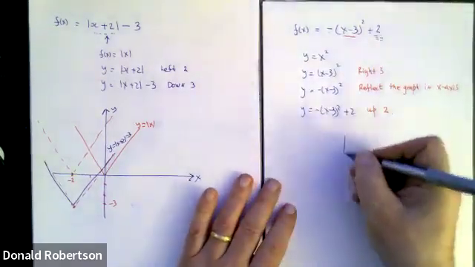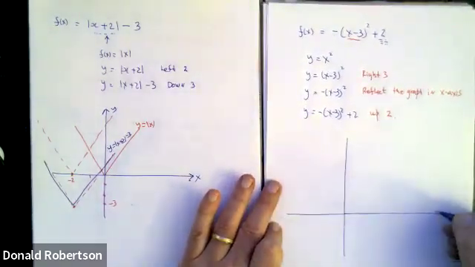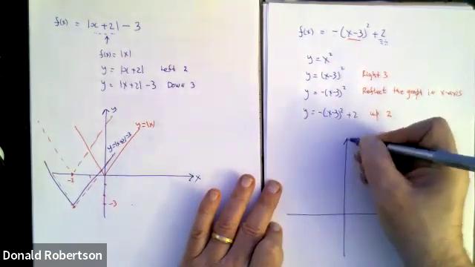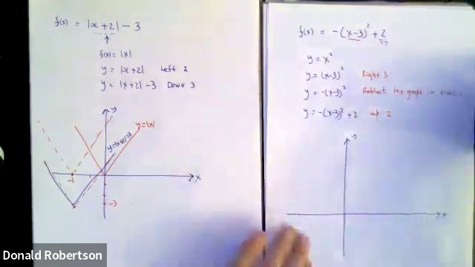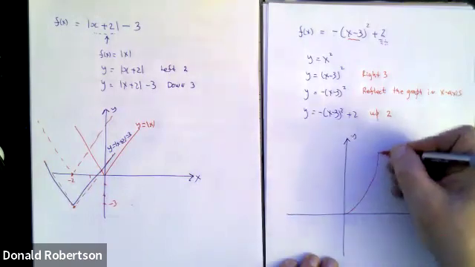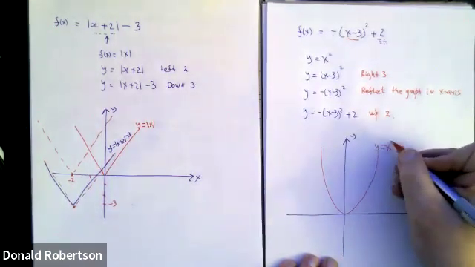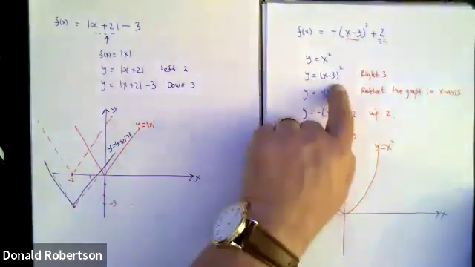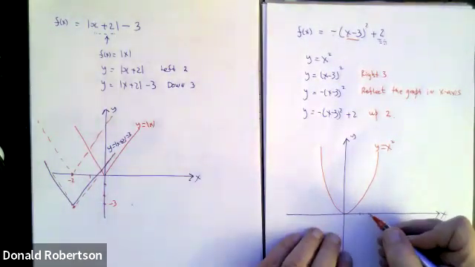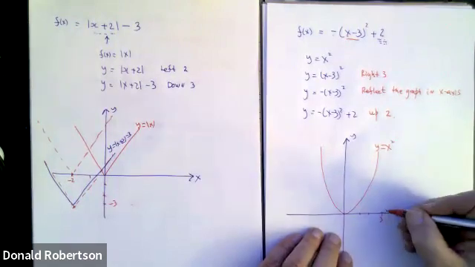So let's try and put all of that together and see what our graph looks like. There's our starting shape, our building block, x squared. Move it to the right 3. It's now here.